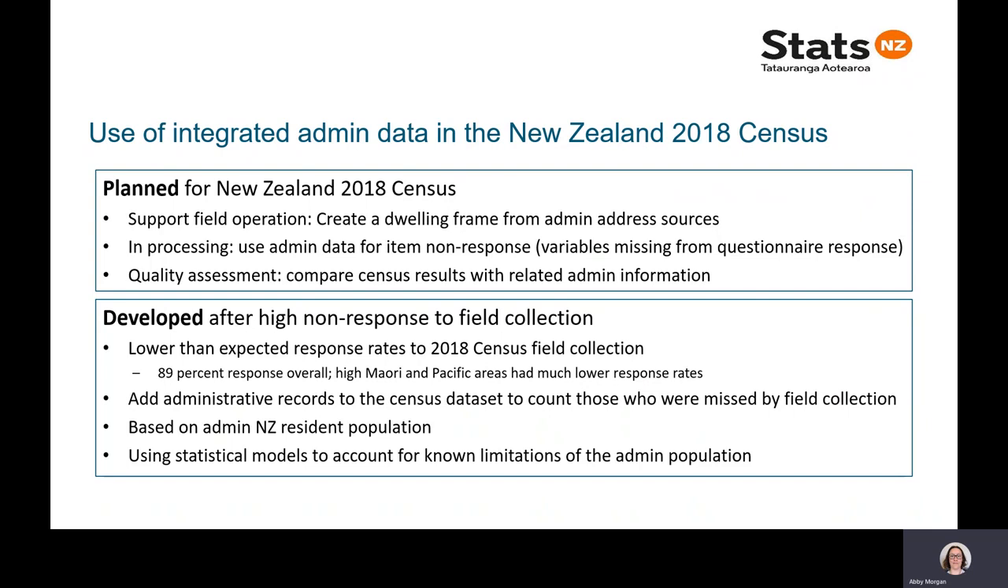In reality, we ended up using much more admin data following the lower than expected response rates in the field collection. The scale of non-response meant that planned methods for unit imputation were unlikely to be suitable, and new methods were developed to use admin sources to count those who had been missed by the census field collection. We also extended the use of admin data for item missingness as a result of the additional non-response.